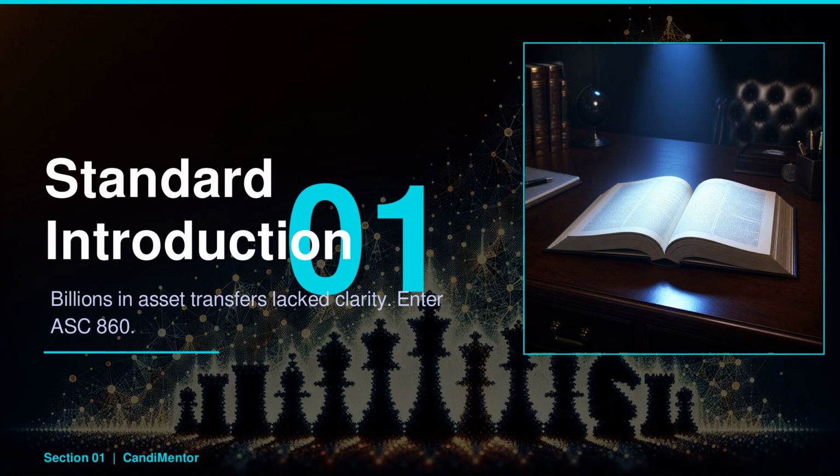know. Before ASC 860, how companies reported asset transfers was murky, creating confusion and inconsistency. For instance, a $100 million asset transfer could be treated in wildly different ways. Now, ASC 860 provides clear guidelines ensuring consistency and transparency. By the end, you'll grasp how ASC 860 revolutionized accounting for asset transfers.